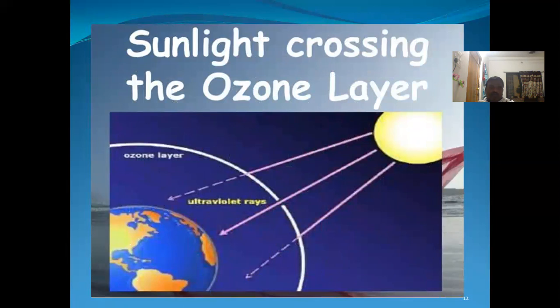Sunlight crosses the ozone layer, and hence the ozone layer is very important. The ultraviolet radiation is absorbed by the ozone layer. It looks like a filter. The harmful radiation is, of course, absorbed by the ozone, and the Earth's surface becomes safe for the sunlight. Fresh sunlight is coming on the Earth.